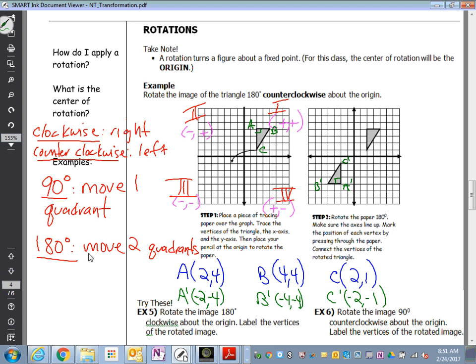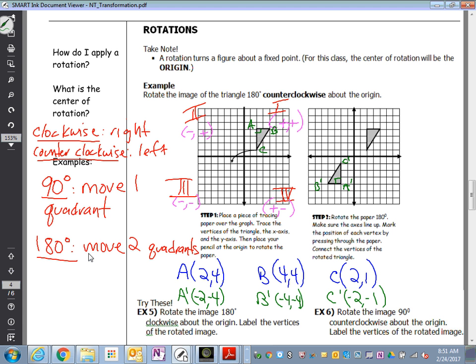Now, if you go 270, I don't really like to go 270. What is the same as 270? 90 the other way, right? So if I say go 270 counterclockwise, where would you end up? If I started in quadrant 1, I would end up in the 4th quadrant.